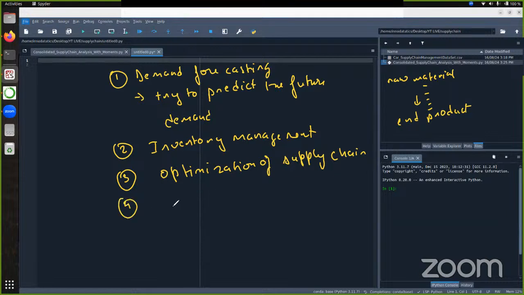We will look at supplier performance analysis. So, what do we do in supplier performance analysis? We will evaluate the supplier performance based on different criteria, such as delivery time, quality, cost, and reliability. Now, in most cases, you will have more than one supplier.